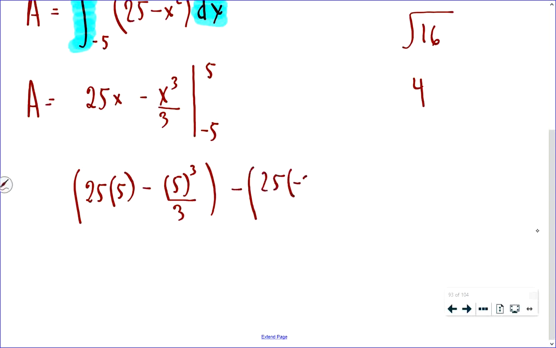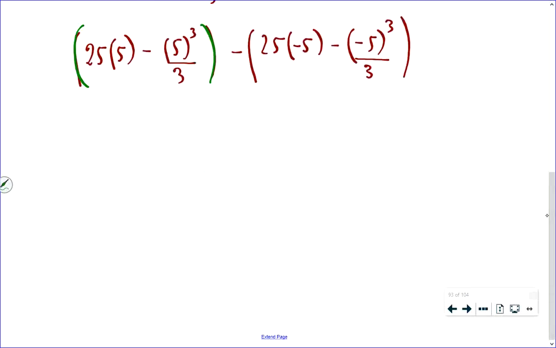Okay. So this means I'm going to take 25 times 5 minus 5 cubed over 3 and subtract 25 times negative 5 minus negative 5 cubed over 3. And this set of brackets here is not needed, but I like for students to visually see that I have the same calculation being subtracted, it's just that it has a different input.